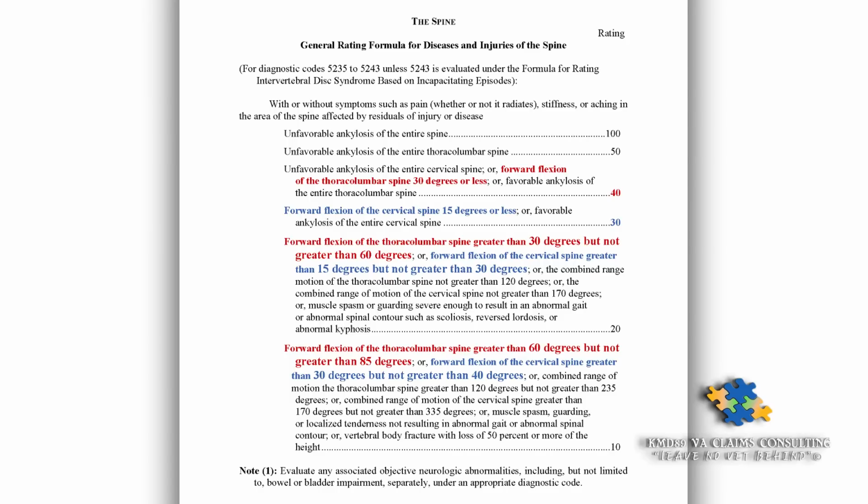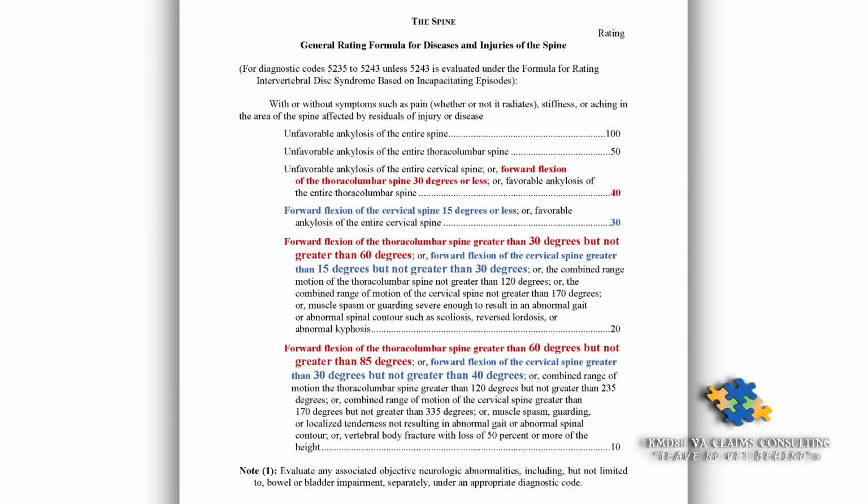Now, going to the 20%. Forward flexion of the thoracolumbar spine greater than 30 degrees, but not greater than 60 degrees. Cervical, forward flexion of the cervical spine greater than 15 degrees, but not greater than 30 degrees. Now we get up to the 40%. 30% for the neck. Forward flexion of the cervical spine, 15 degrees or less.